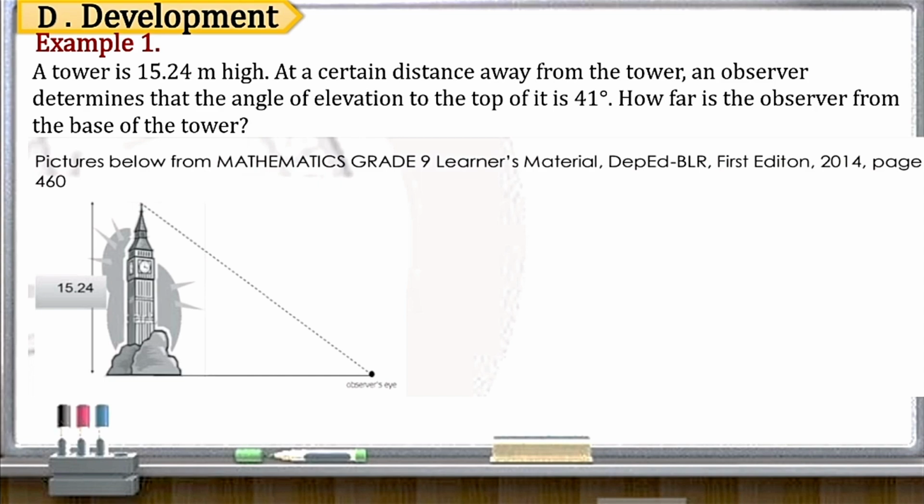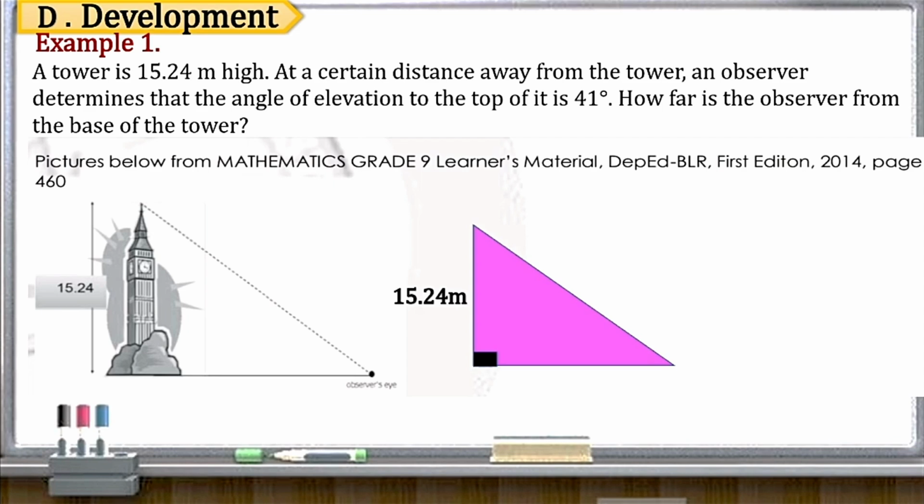So para masagot natin class, is step number 1, draw a diagram, transform it into a geometric triangle, and label each part correctly. So, ito class yung ating ginawang diagram. Tapos, lagyan natin ng sukat or taas ng tower. So, 15.24 meter. Then, yung angle of elevation is 41 degree.